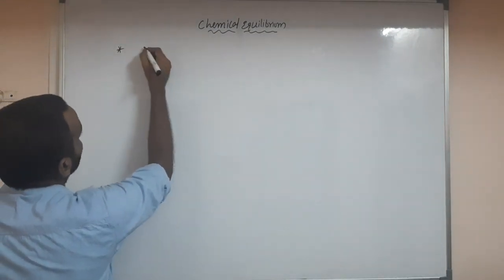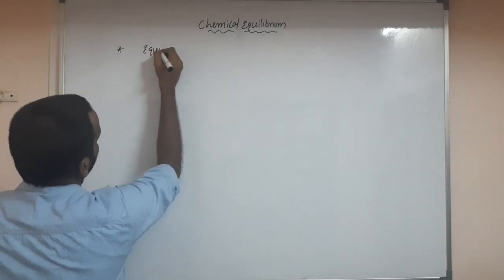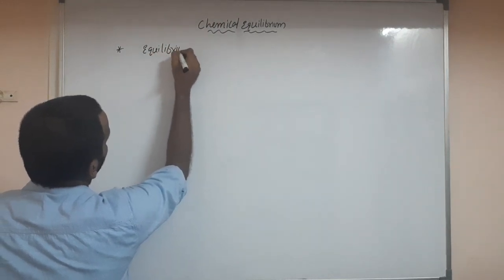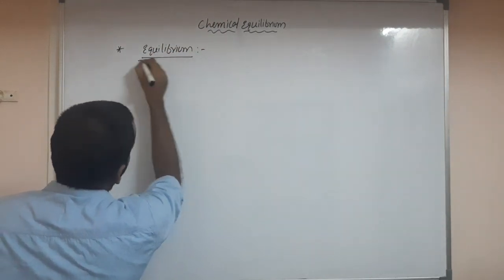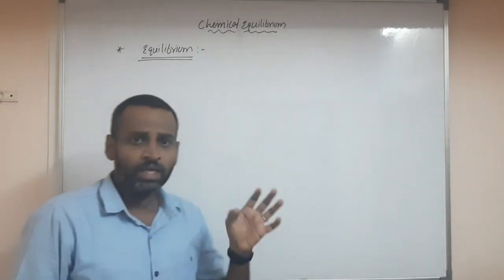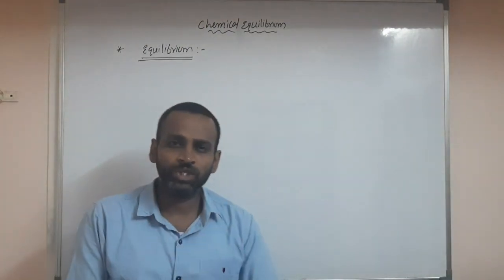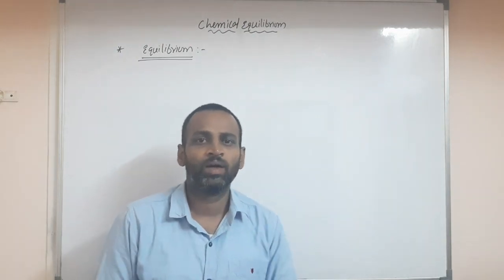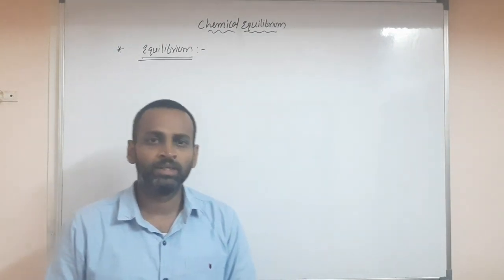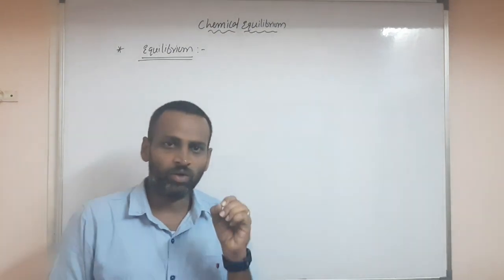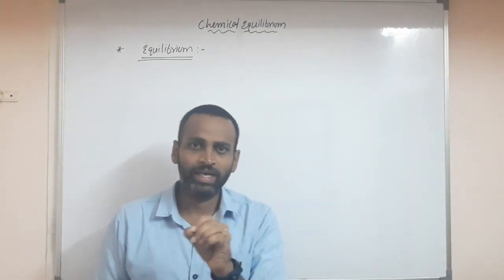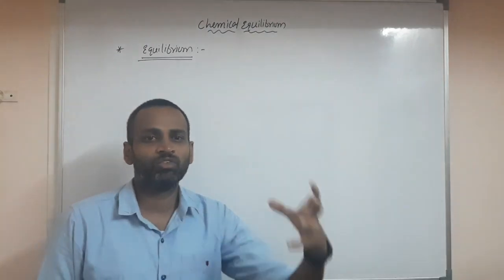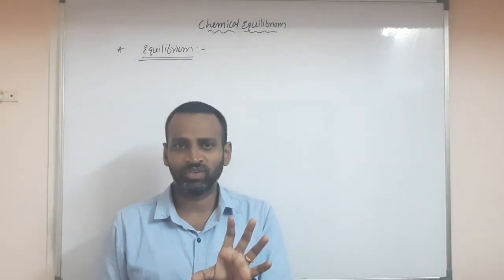So what is equilibrium? Equilibrium means, everybody knows, a state or position at which the rate of forward reaction is equal to the rate of backward reaction. I repeat, equilibrium means the state or position at which the rate of forward reaction is equal to the rate of backward reaction. What is rate of reaction?